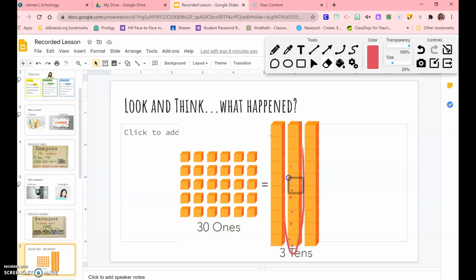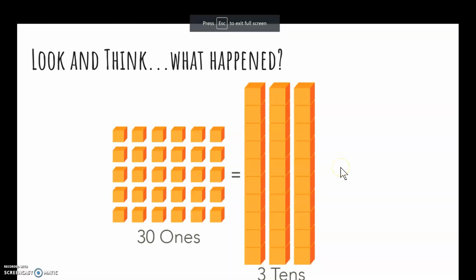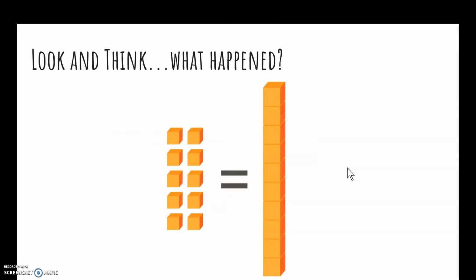I want you to repeat after me. Ready? 31s has the same value as 3 10s. Or 3 10s has the same value as 31s. Don't forget, if I'm speaking too fast, you are always welcome to pause and continue. Practice your oral language. Now look at the picture and think what happened. Just think about pausing.